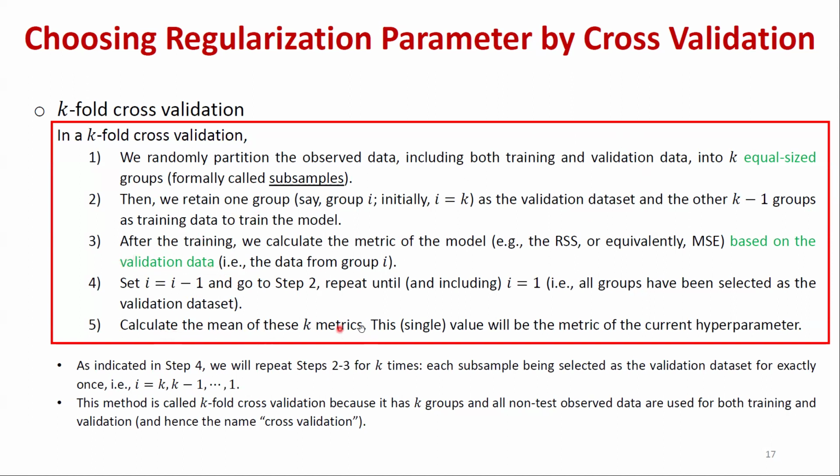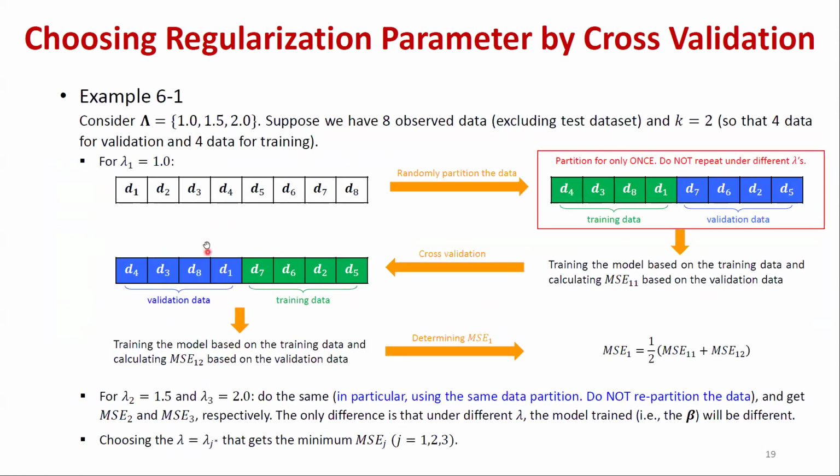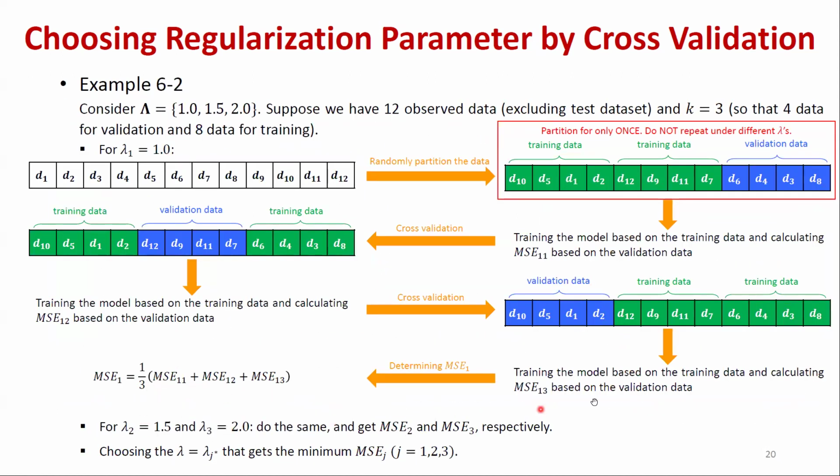And then you calculate the mean of this metric. This single value, like the MSE1, will be the metric of the current hyperparameter, lambda 1. So MSE1 is the metric for your lambda 1, MSE2 for lambda 2, MSE3 for lambda 3. And then finally you choose the minimum one. Done. Okay. Now I can go to the coding stage.